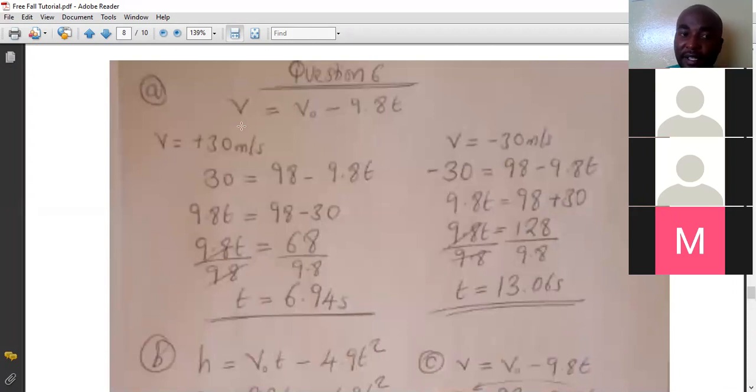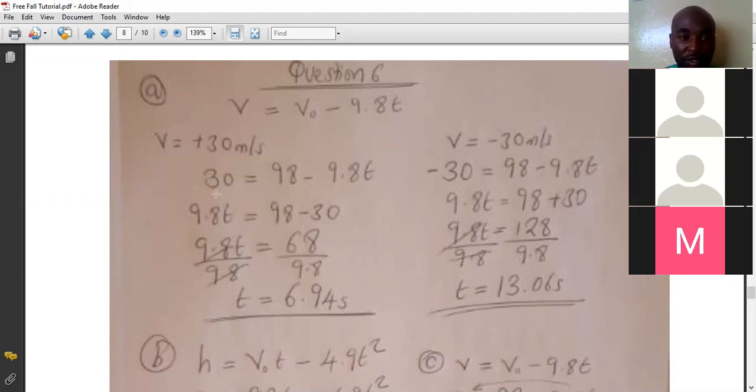Whatever velocity. So you say V equals V naught minus 9.8t. So for going up, your V will be plus 30. For coming down, V will be negative 30. That's all. Then you substitute. This is your initial velocity, which is 98, minus 9.8t. Then you solve. So you say 9.8t equals 98.